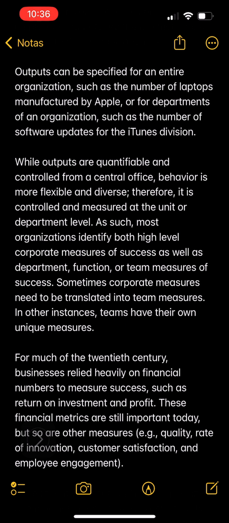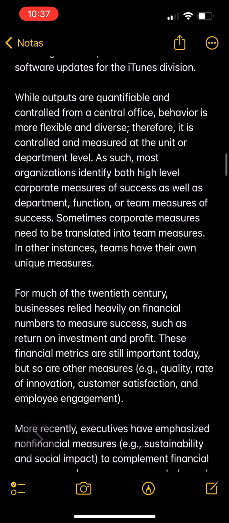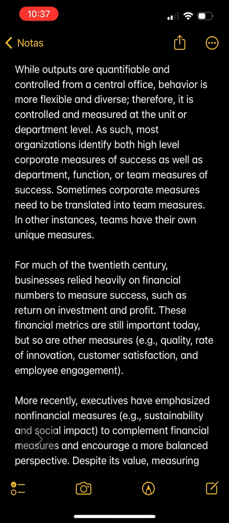While outputs are quantifiable and controlled from a central office, behavior is more flexible and diverse. Therefore, it is controlled and measured at the unit or department level. As such, most organizations identify both high-level corporate measures of success as well as department, function, or team measures of success. Sometimes corporate measures need to be translated into team measures. In other instances, teams have their own unique measures.